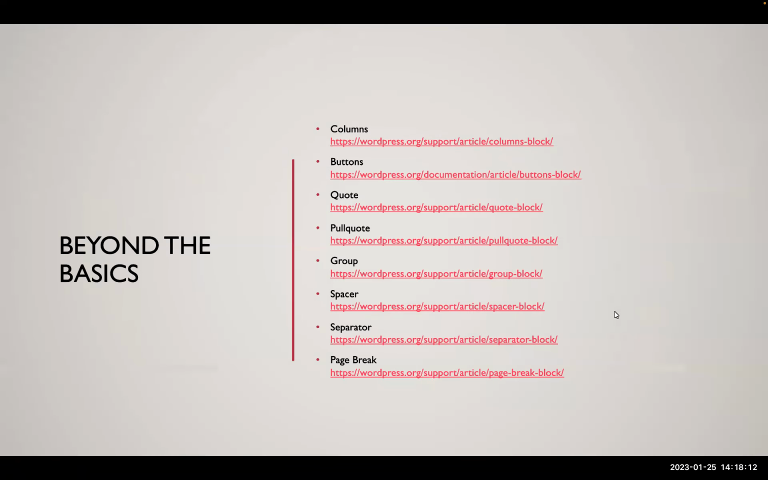Now, I'm going to be primarily covering these blocks that are listed here, so columns, buttons, and so forth. Some of these are not terribly useful, so I'll just show them off real quickly, but there's a couple here that are very useful. And I would say columns is one of the more useful blocks once you learn how to use that one.